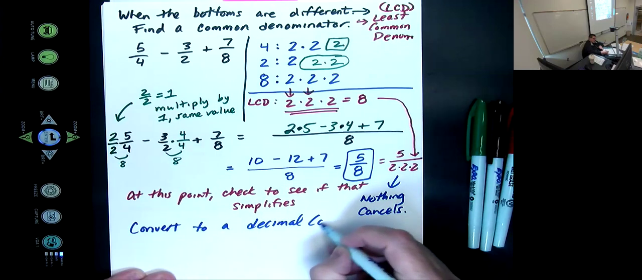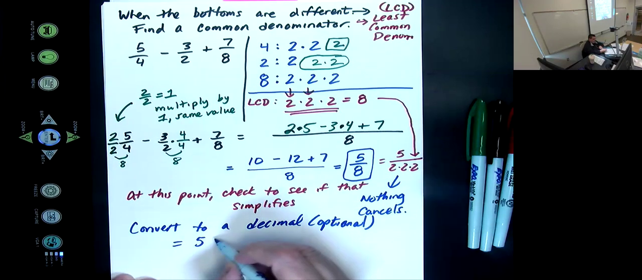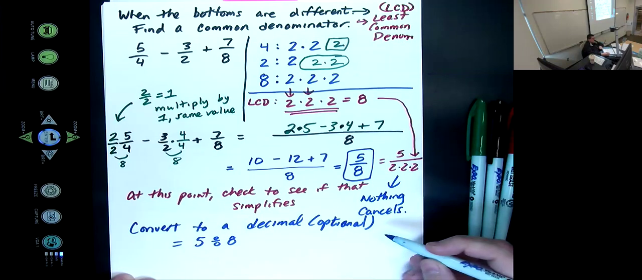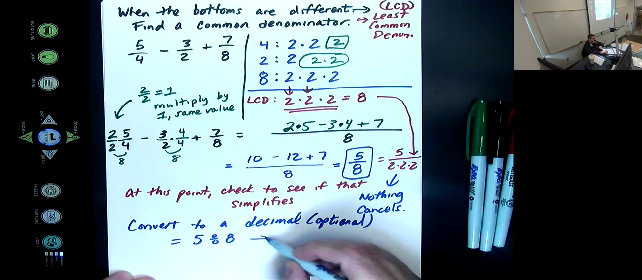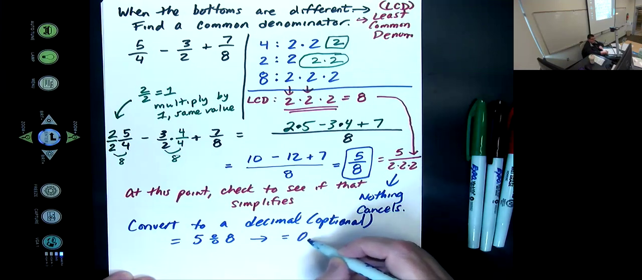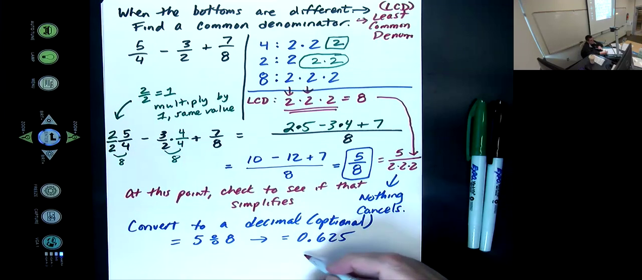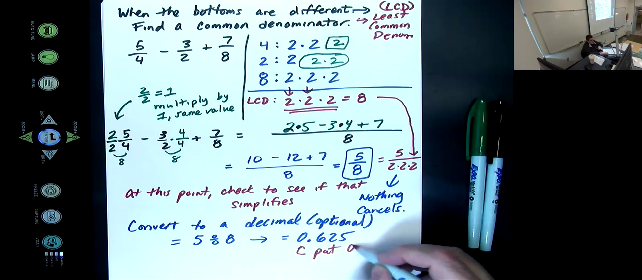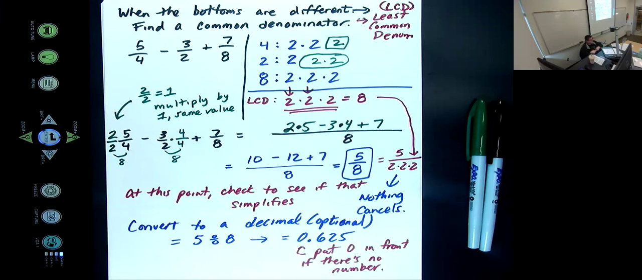I'll put optional. You do 5 divided by 8. I'm not going to go over how to do division longhand. This is 0.625. And if you do it, you should probably put the 0 in front if there's no number, that way it's obvious it's a decimal and not just a dot that the pen just hit the paper.